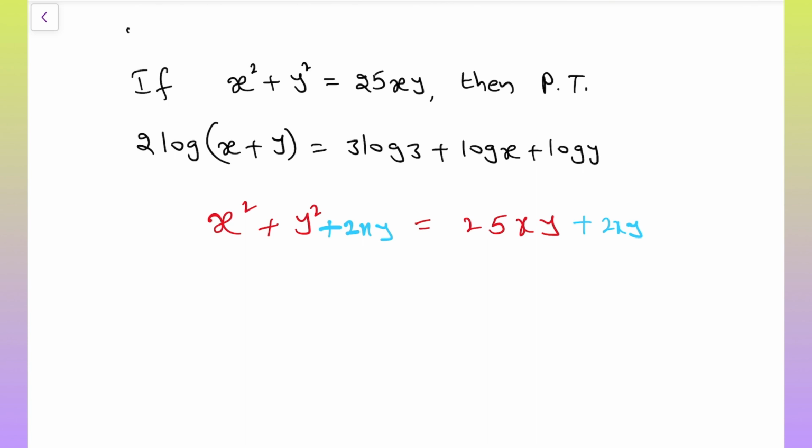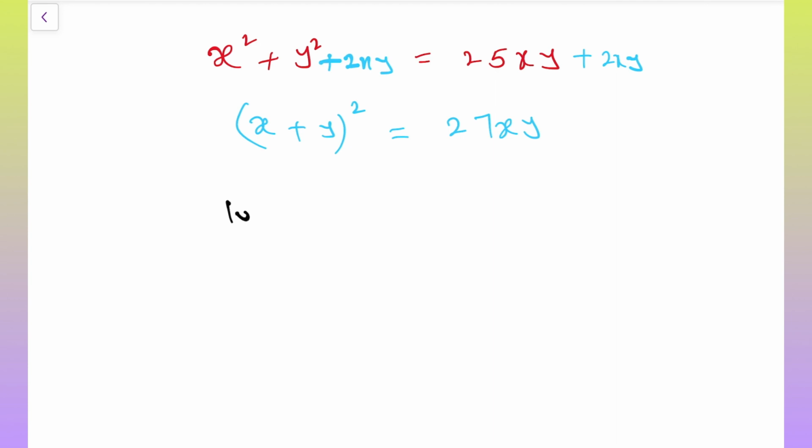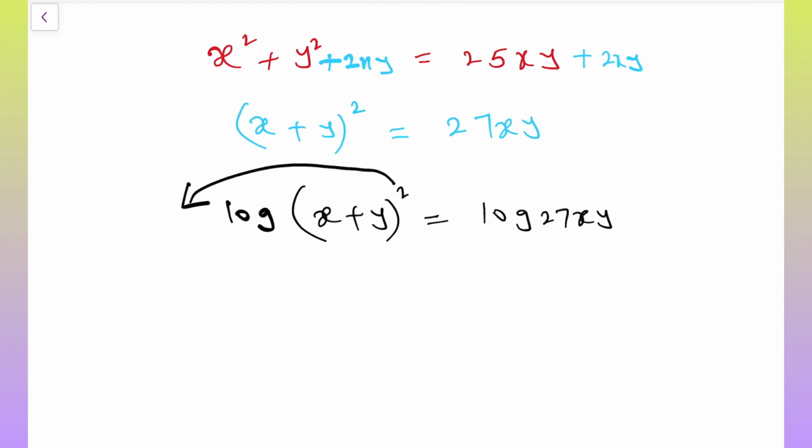x square plus y square plus 2xy is (x plus y) whole square. 25xy plus 2xy is 27xy. Now, apply log on both the sides. Then what will it become? Log of (x plus y) whole square equals log 27xy. Here x plus y is the main number, so for the main number, the power will go to the front as it is. 2 log of (x plus y) equals log, here number 27 is there, right?